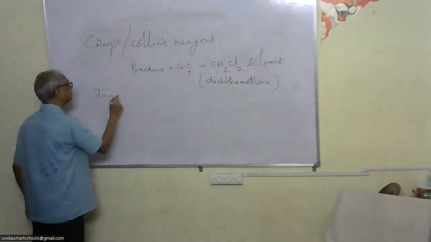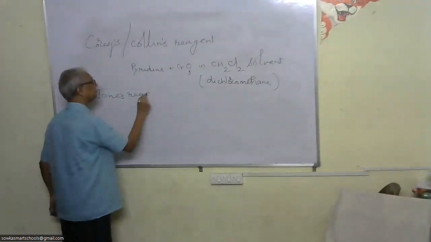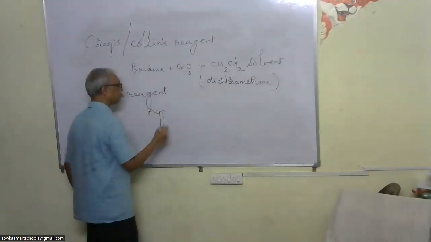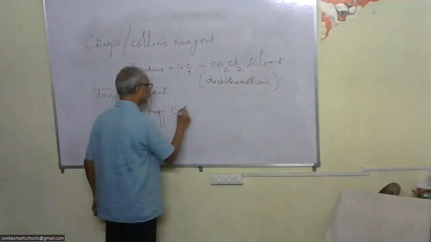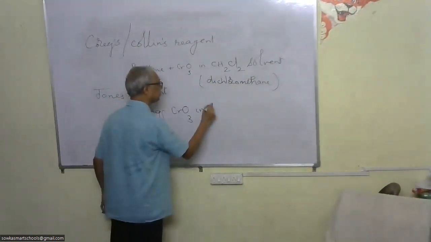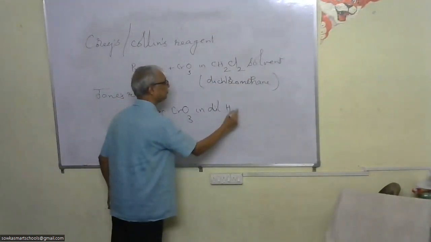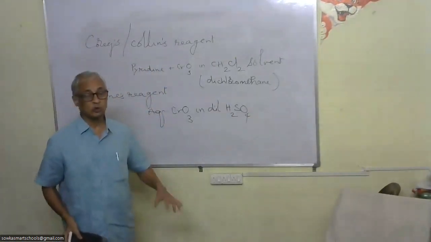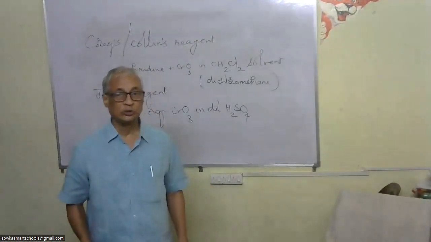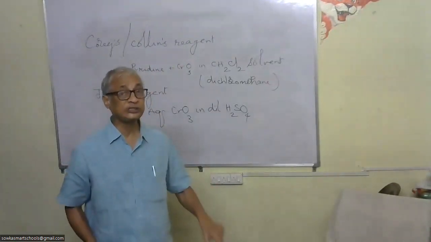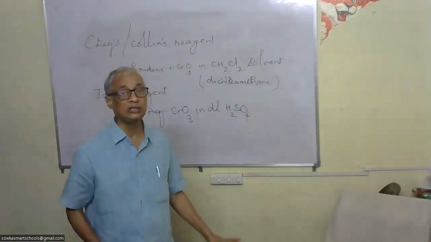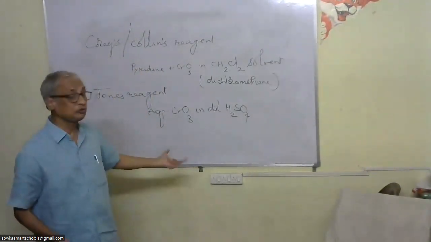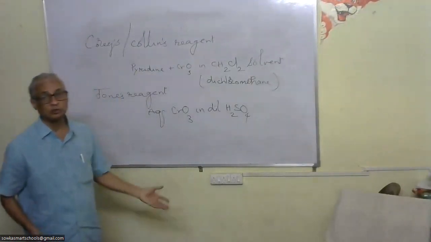Jones reagent is aqueous CrO3 in dilute H2SO4. So that is about the reagents. So far we have not studied the reactions. We are now trying to understand the reagents. All these are mild oxidizing agents: PCC, PDC, Jones reagent, Collins reagent, or Sarett reagent.